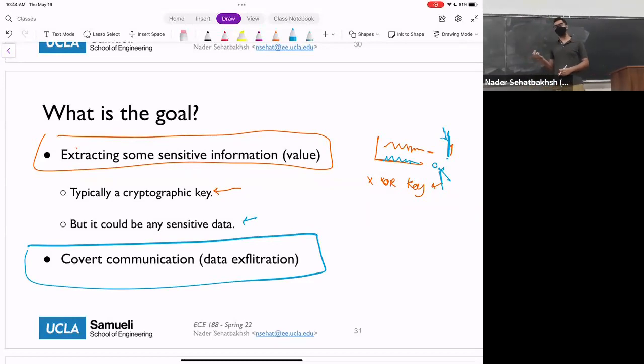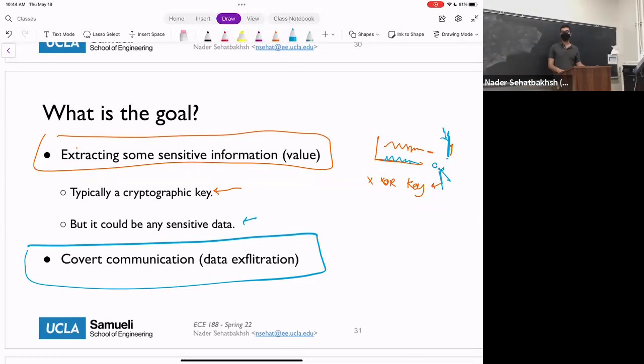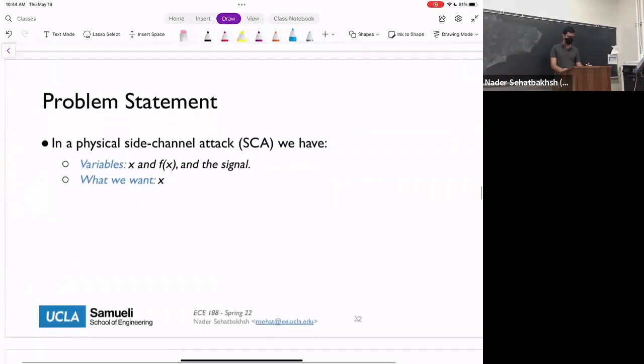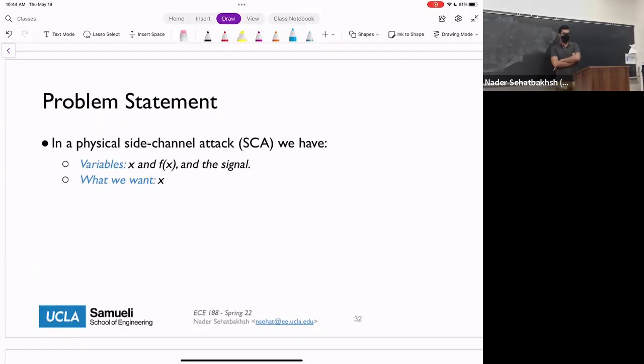And later on, we're also going to discuss that this could be a nice way of exfiltrating data from an air-gapped system. Generally, it is the counterpart of what we discussed as covert channel communication in digital side channels, which could happen with physical side channel attacks as well. Okay? So now let's go a little bit deeper and see how the physical side channel attack works.